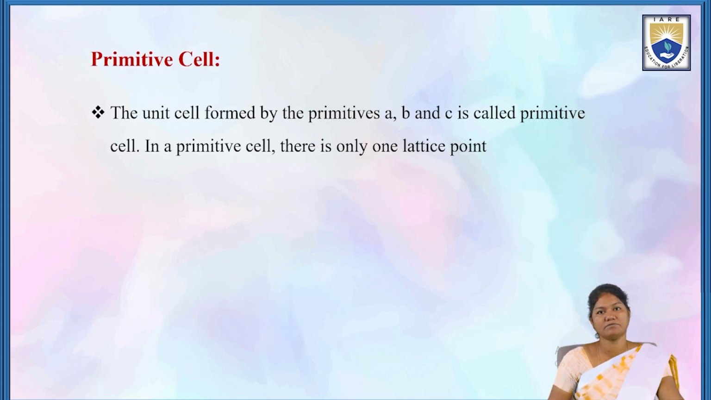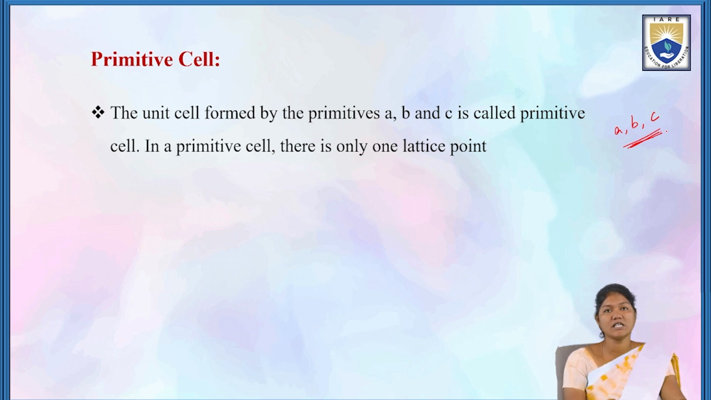What is a primitive cell? The unit cell formed by the primitives. The primitives are A, B, C. These A, B, C are the representation of the length of a unit cell on the crystallographic axes, so they give the intercepts on the crystallographic axes. The unit cell formed by the primitives A, B and C is called a primitive cell.